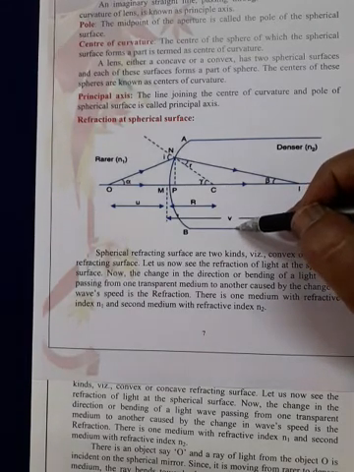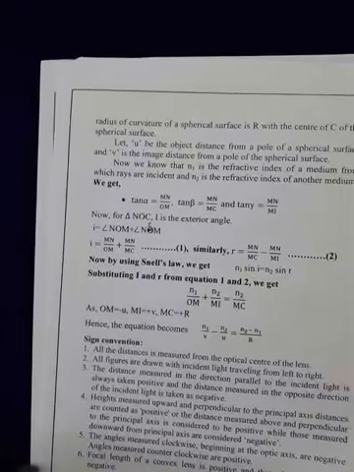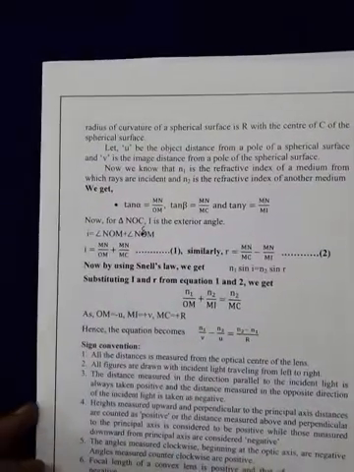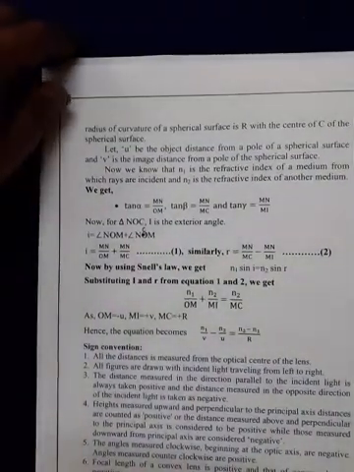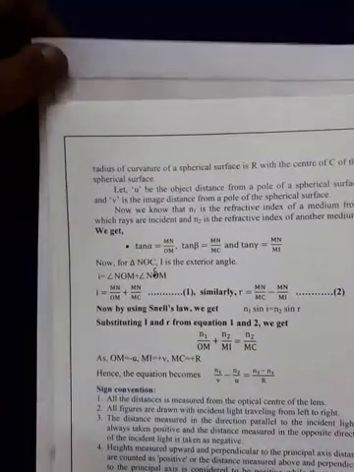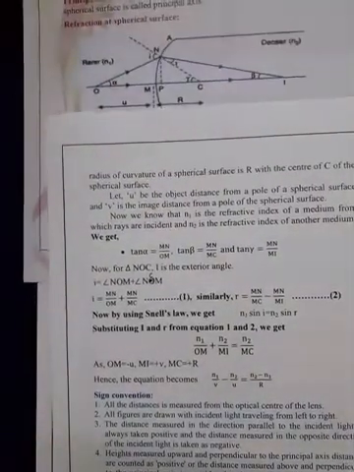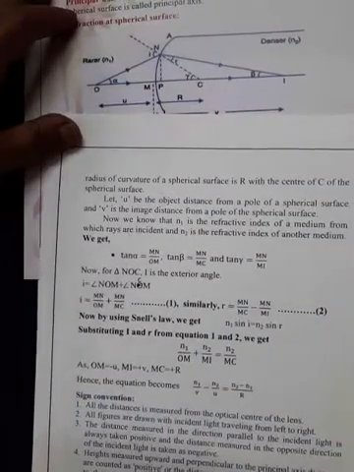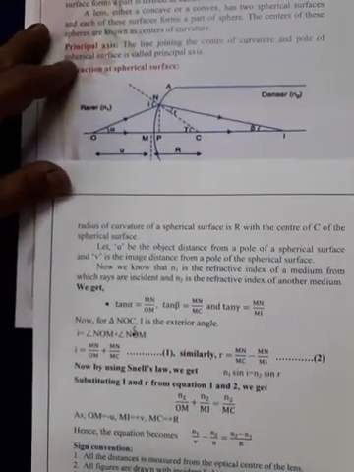Then we can easily say, tan of alpha equal to MN by OM. Tan of alpha equal to MN by ON.